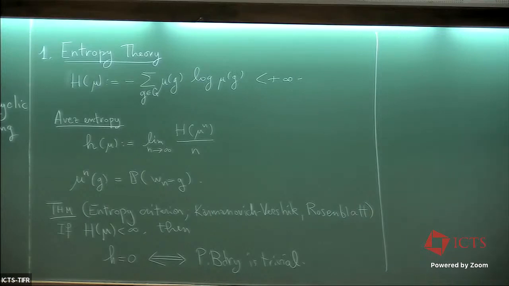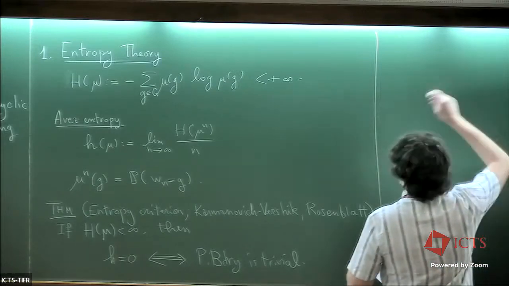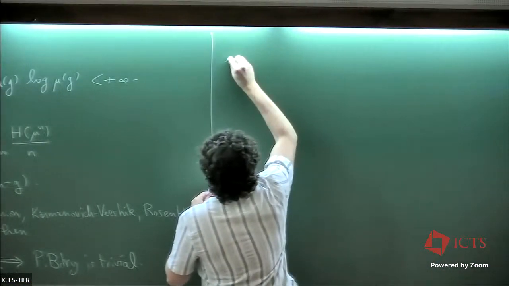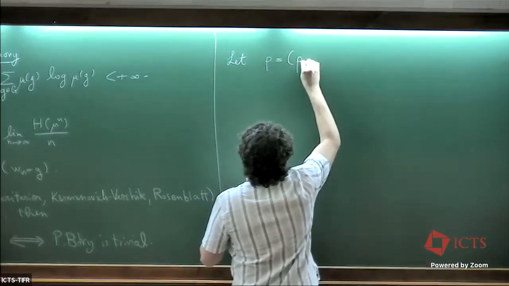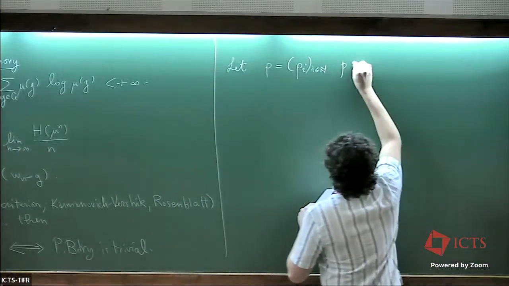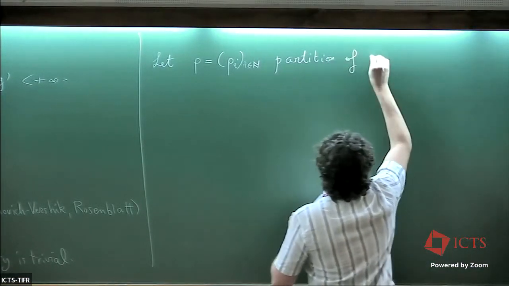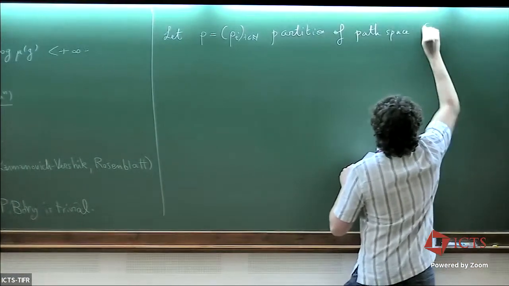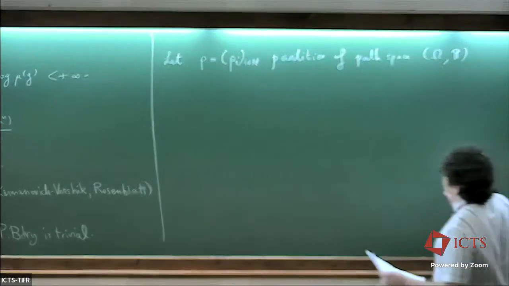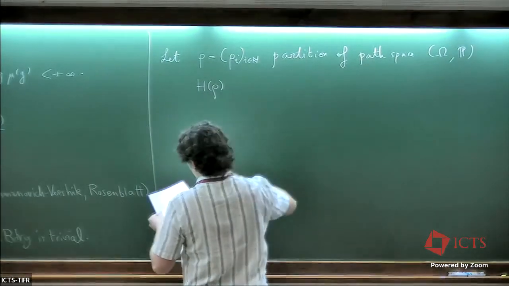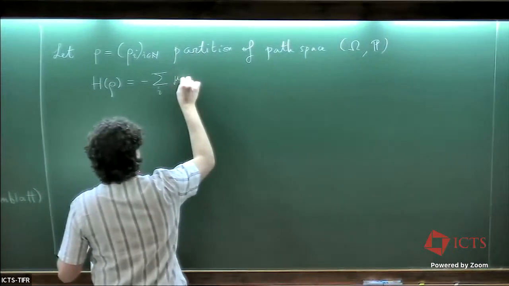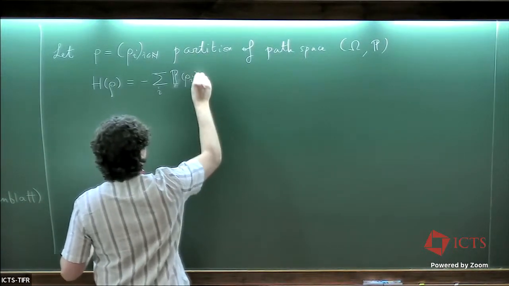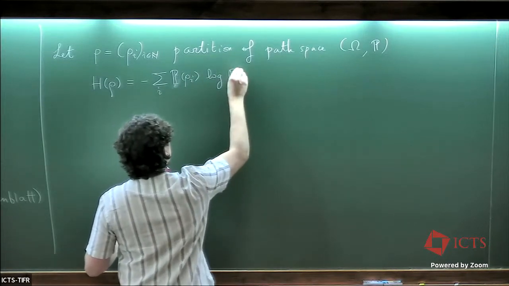However, what we care about for the identification rather than for the triviality is the relative version of this. And so to do that, we need to define relative notions of entropy. So in general, if you have rho i, some countable partition of the path space. So remember that the path space was always indicated as omega with the measure P. Well, we can, of course, denote the entropy of the partition as, well, the same thing, not mu, but P. P was the probability, log P i.